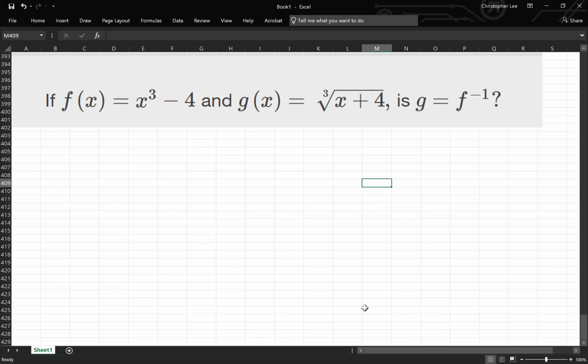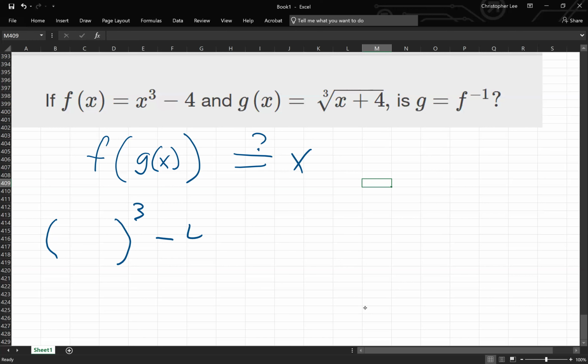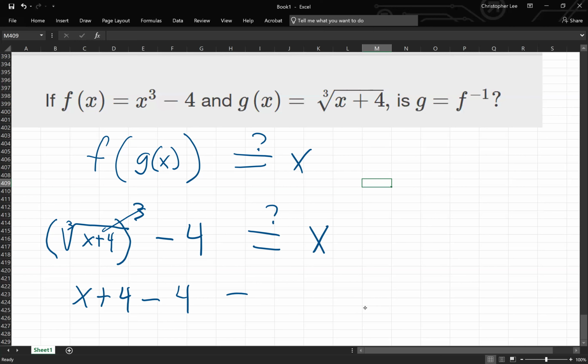All right, so let's say that you had f of g of x, and you want to know, does that equal x? So what does that mean? I'm going to take f of x and plug in g of x for the x in f of x. So f of x is x cubed minus 4, and I want to know if this equals x. I'm going to take g of x and plug that in, so this is the cube root of x plus 4. So the cube root and cube cancel out. Now I've got x plus 4 minus 4, and I want to know, does that equal x? And in fact, it does. x equals x.